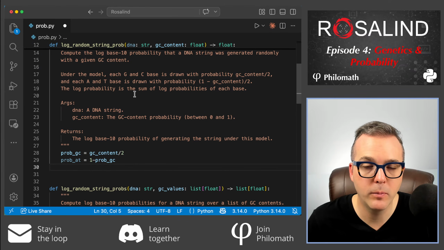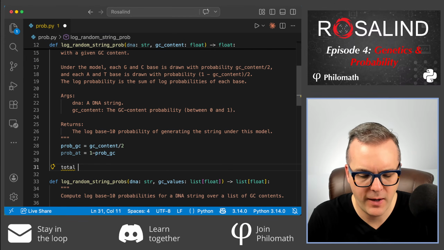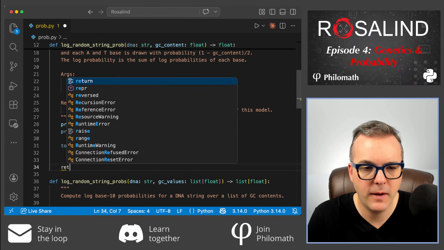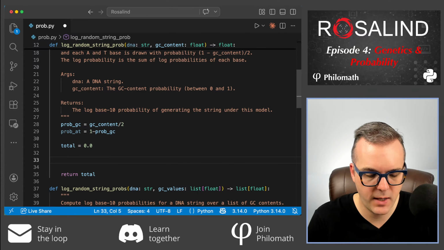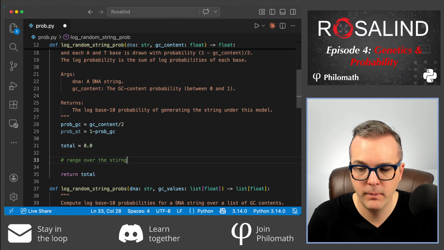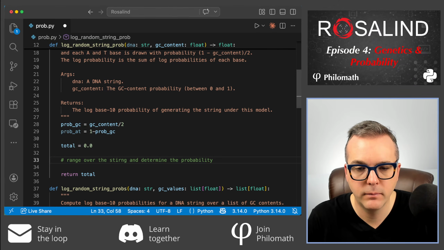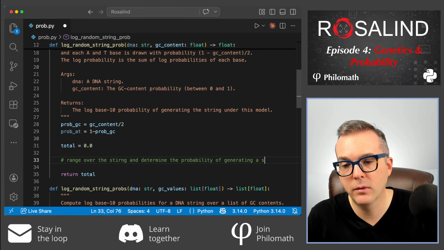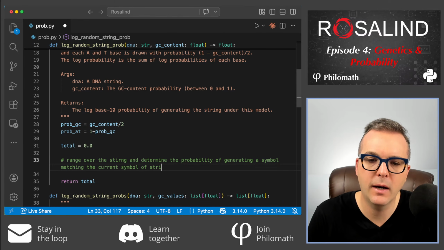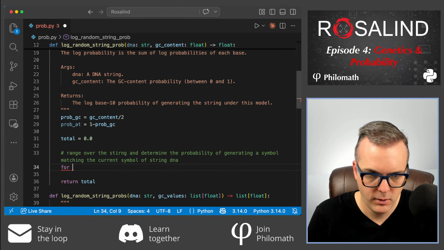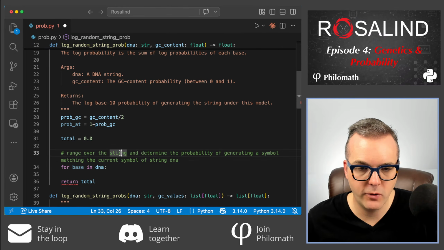Then I'm going to say I'm computing a probability. I'm computing it with logs. So I'm going to need a value to start off to be equal to 0.0. At the end of this, I'm going to return the total. And then I want to range over my string. So range over the string and determine the probability at each position of generating the symbol matching the current symbol of the string DNA. So I will say for each base in the DNA, I'm ranging over the string, which I called the string.